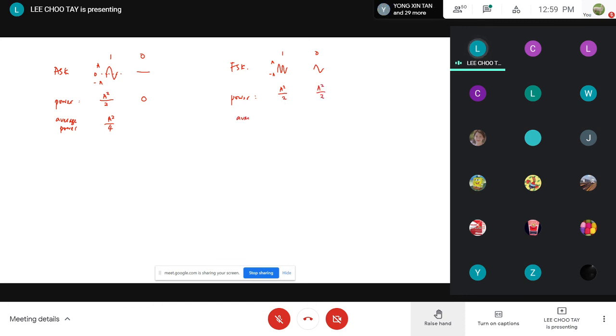So now what is your average power? A squared over 2, isn't it? Right? So that means in ASK and FSK, you actually send them using the same carrier amplitude. For ASK, you're going to get half of the average power as compared to FSK. All right? So when I talk about same average power in that slide, I mean that you also need to transmit your ASK using A squared over 2, your power.